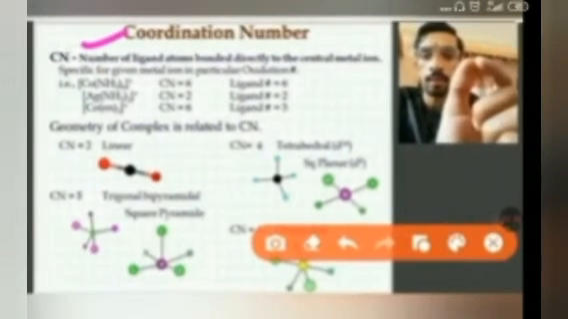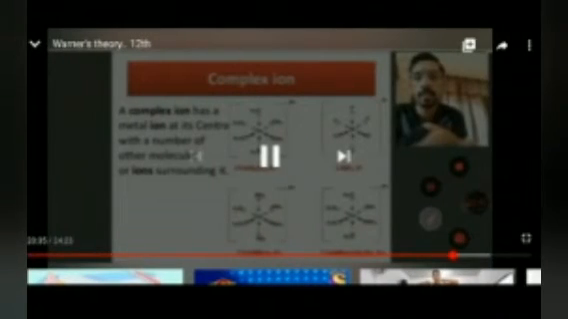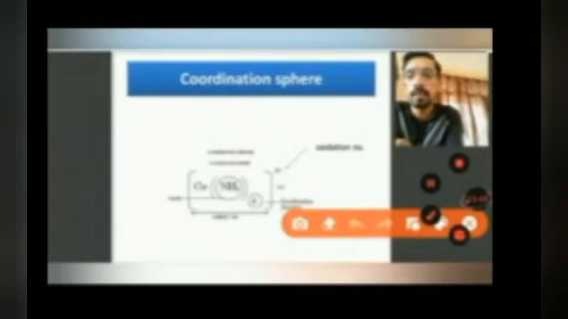Then we have learned about coordination number. The number of ligand donor atoms bound directly to the central metal ion is called the coordination number. Then we have learned about geometry, the linear, then we have learned about its geometry. Then we have learned about complex ion, coordination entity, coordination sphere. Then we have learned how to make the structure of it, which is very important.